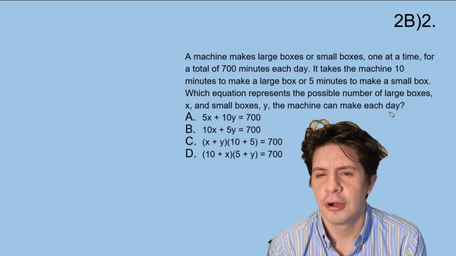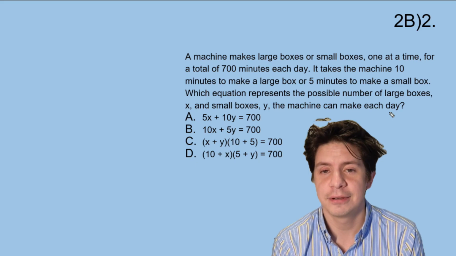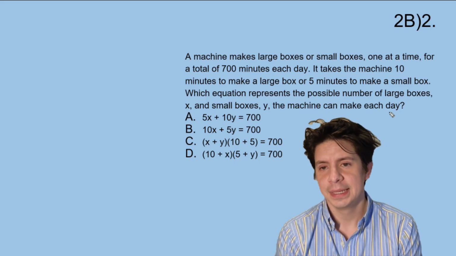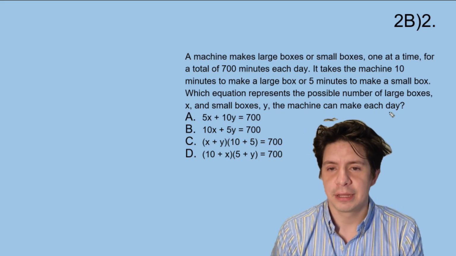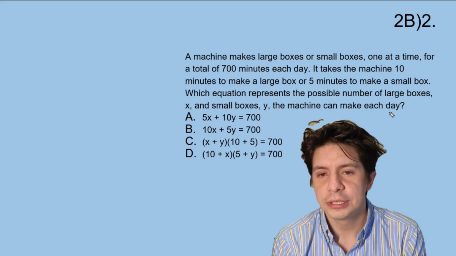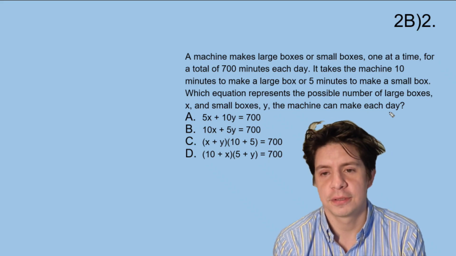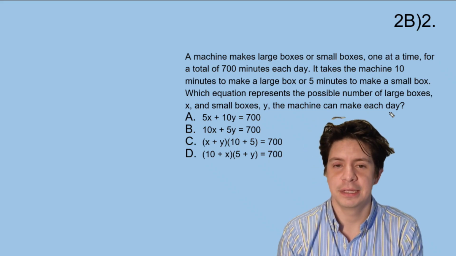A machine makes large boxes or small boxes, one at a time, for a total of 700 minutes each day. It takes the machine 10 minutes to make a large box or 5 minutes to make a small box. Which equation represents the possible number of large boxes, X, and small boxes, Y, the machine can make each day?